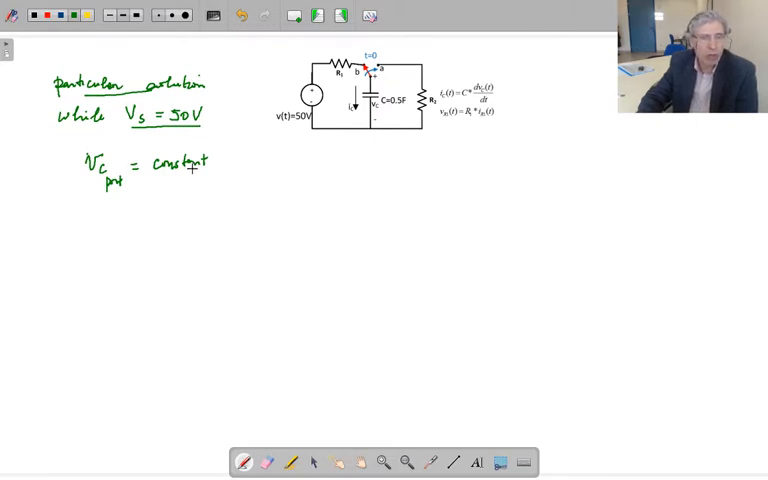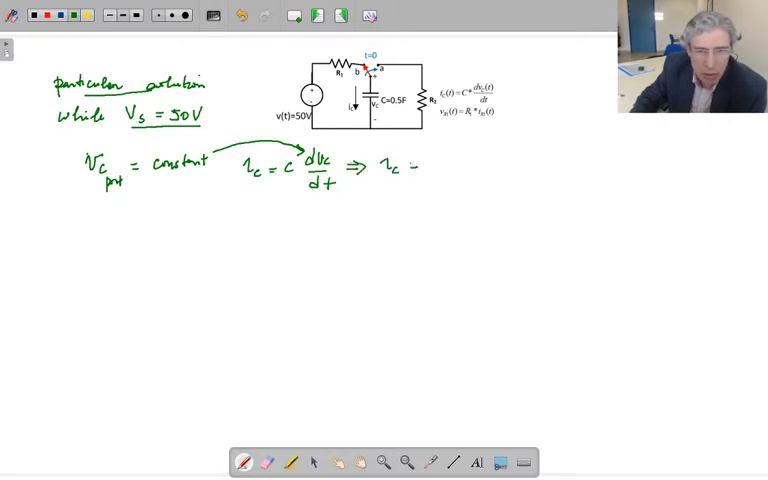So how am I going to calculate this constant? It is the particular solution, we said. Then I can use the definition relation of a capacitor, which is i_C equals C times dVc over dt. Since this is constant, the derivative of it gives you 0, then from that I can say that IC is equal to 0. That is open circuit. So this is open circuit then.